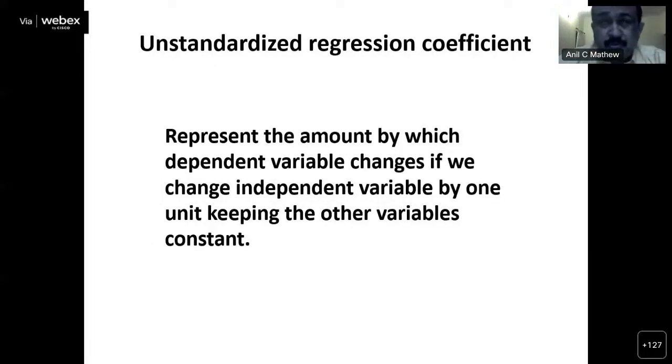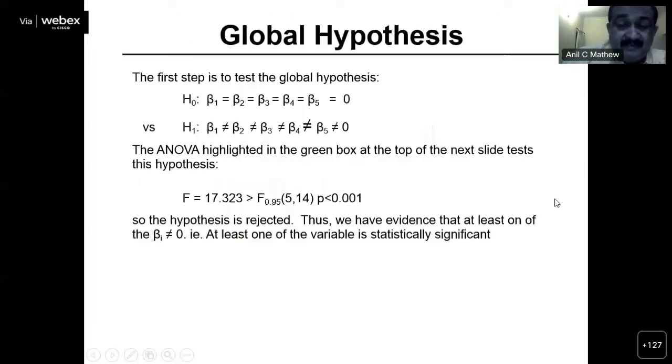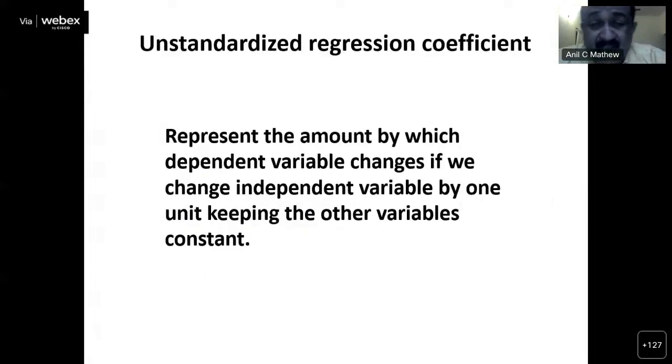As we told, there are two types of regression coefficients. One is called the unstandardized regression coefficient, and the other is called the standardized regression coefficient. These two betas are given in the SPSS output. The unstandardized regression coefficient represents the amount by which the dependent variable changes if we change the independent variable by 1 unit, keeping the other variables constant. That is the usual meaning.